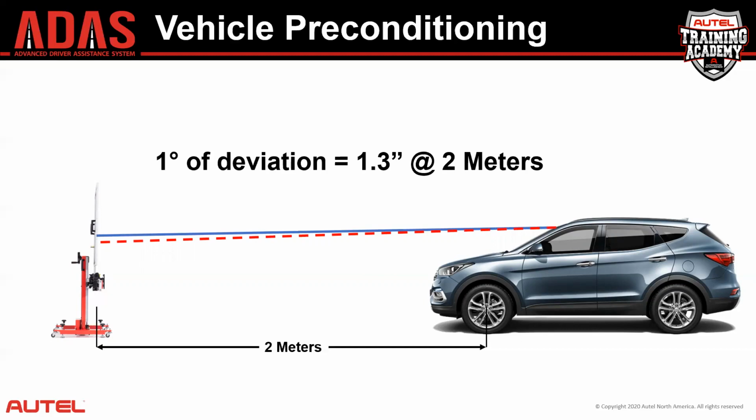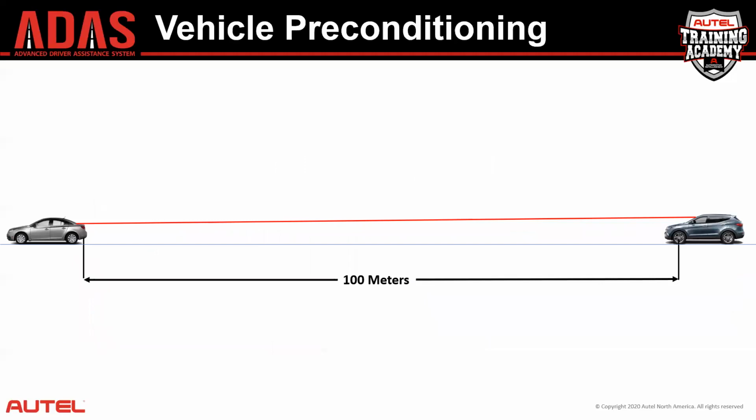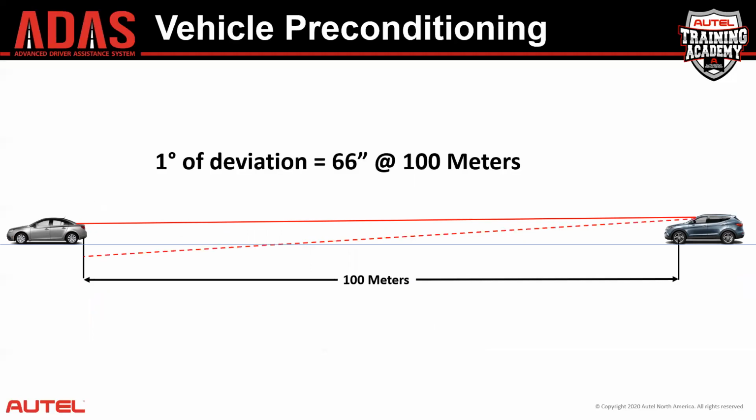Now, we still have our target set at the proper distance and the target set at the proper height. However, now, because we didn't follow the instructions, our camera's pitched down, and again, as an example, an additional 1 degree. That 1 degree at 2 meters is 1.3 inches. Doesn't seem like a lot. What difference would that make, right? Well, the camera on this vehicle isn't designed to operate at 2 meters. It's designed to operate up to 100 meters. That 1 degree of deviation at 100 meters is 66 inches.